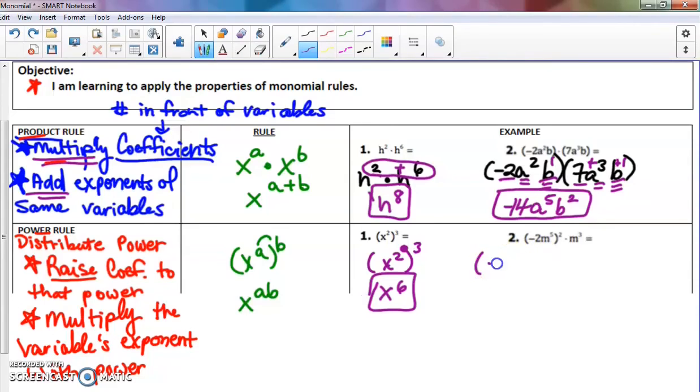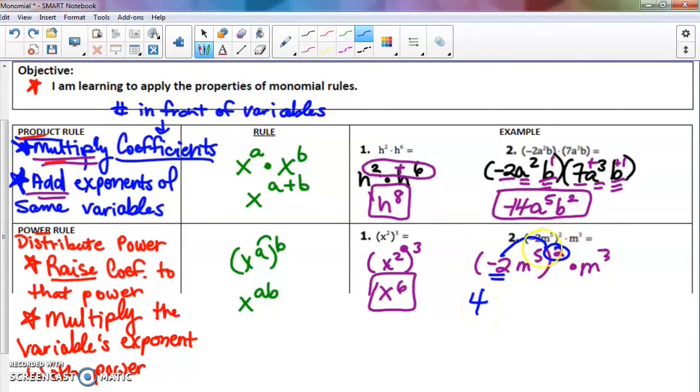Now for our second one, we have negative 2 m to the 5th squared times m to the 3rd. This one actually has multiple things going on. I have a monomial being raised to a power and being multiplied. So if you think about order of operations, exponents come before addition, subtraction, multiplication, or division. So we're going to have to raise to a power first. So I'm going to raise the coefficient to the power, so negative 2 squared. That's going to be negative 2 times negative 2 to give us positive 4.